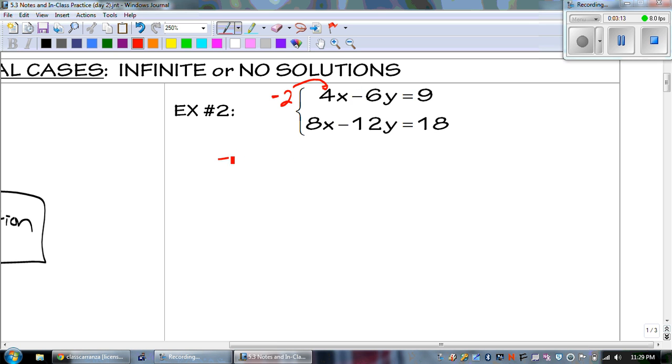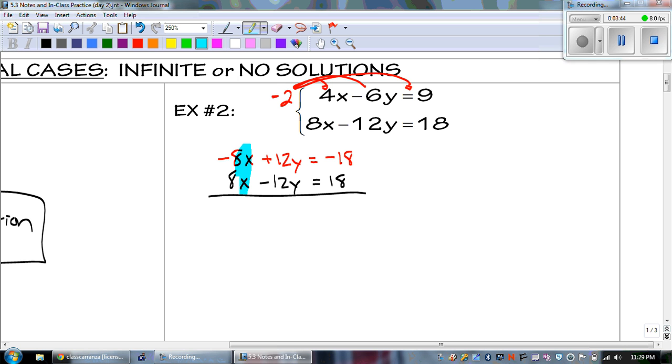4 times negative 2 is negative 8x. Negative 2 times 6 is a positive 12y. And negative 2 times 9 is negative 18. We just have to be very careful with our signs. Okay, and now we are left with the bottom equation. It stays the same. Do not change anything.